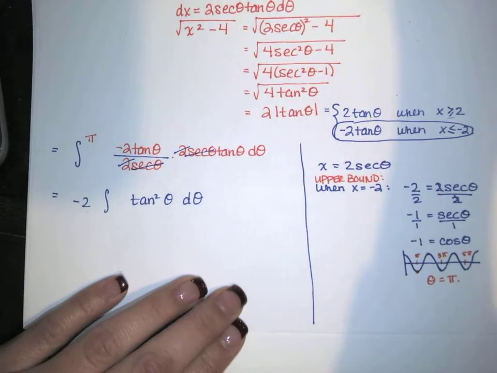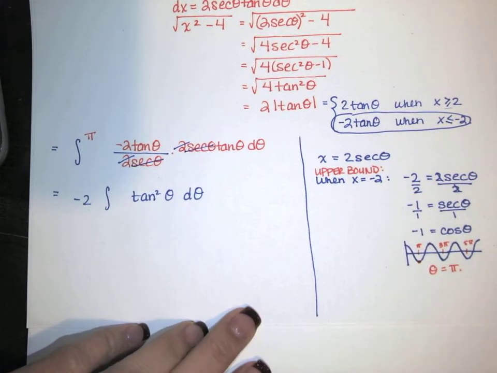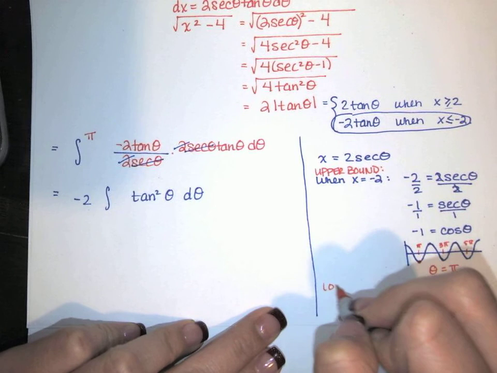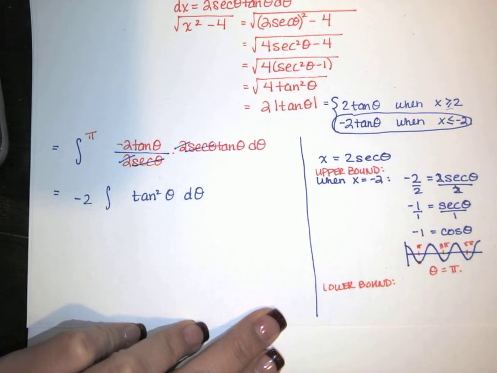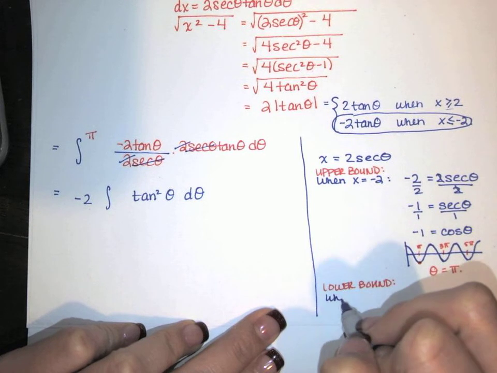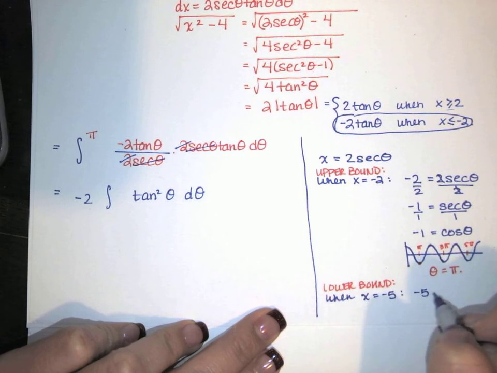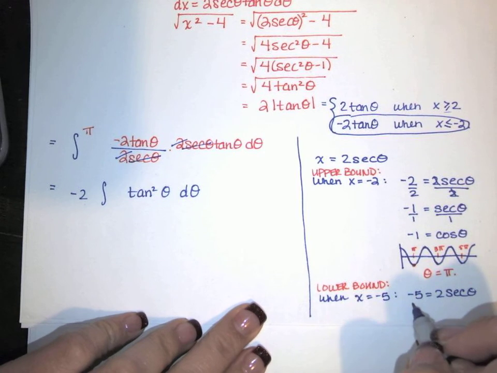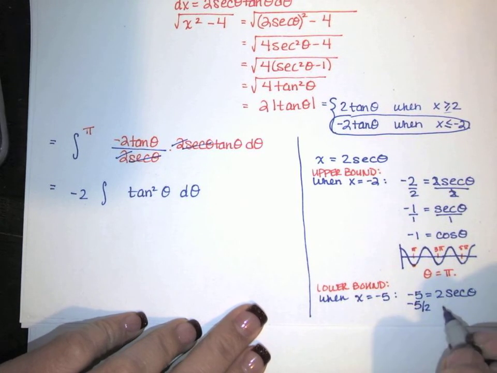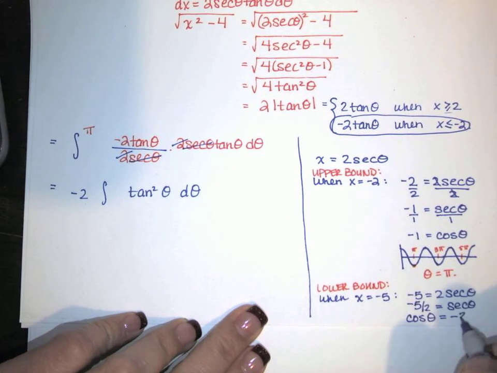Other one's a little bit harder. I don't think we're going to get an angle. I'm just going to get the arcsecant of something. That's okay. It's not a known ratio. Not one of those special angles that we studied back in trig. When x is -5, we're going to have -5 equals 2 secant of theta. So -5 over 2 equals secant of theta. So cosine of theta equals -2 over 5.